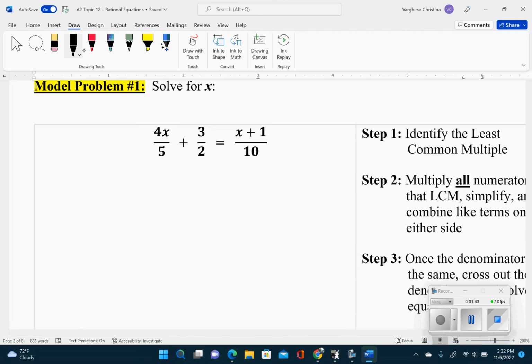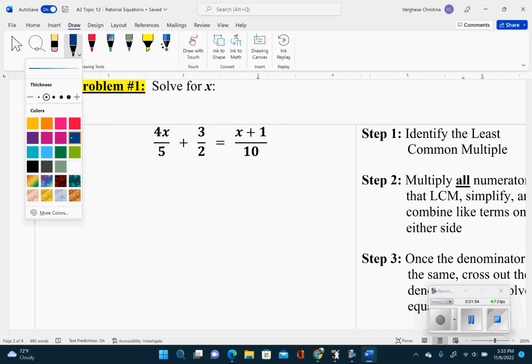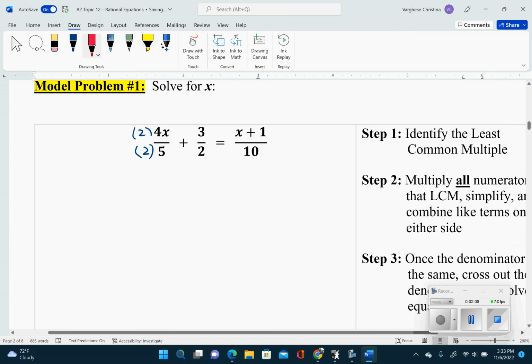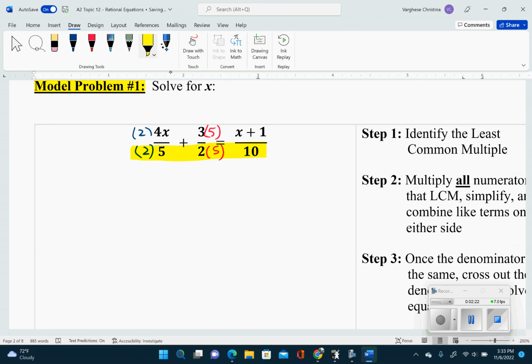Just like we did in the do now, the least common multiple between 5 and 2 is going to be 10. To get this 5 to be a 10, we multiply the bottom by 2. Whatever you do to the bottom, you do to the top. And we do the same thing over here to get this 2 to be a 10. You multiply this 2 by 5. Whatever you do to the bottom, you do to the top. Multiply this by 5. See how the denominators are the same? So 5 times 2 is 10, 2 times 5 is 10, and then 10 is right there.